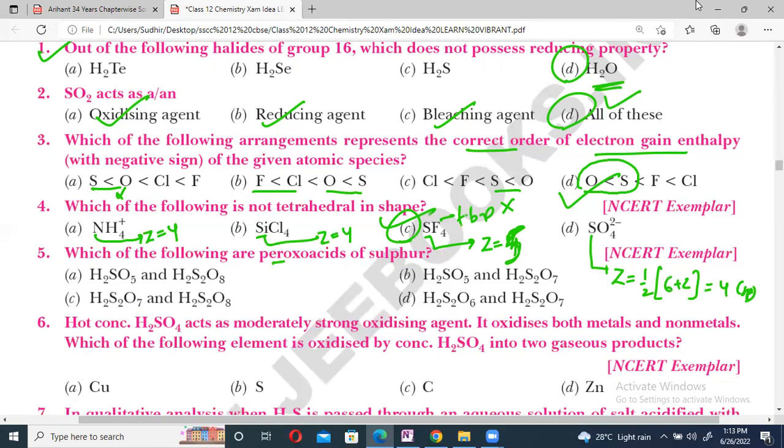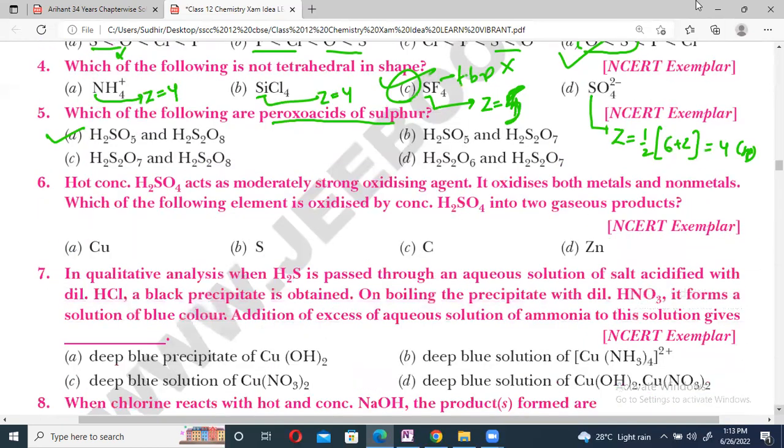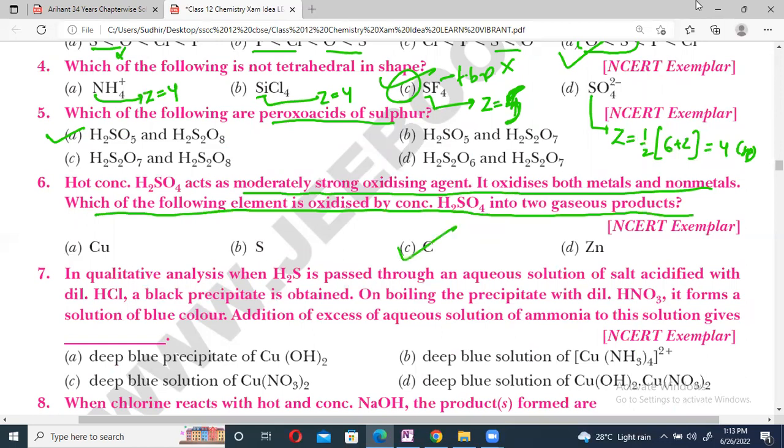Which of the following are the peroxo acid of sulfur? Repeated question, beta. H2SO5 and H2S2O8, Caro's acid and Marshall's acid. But a hot concentrated H2SO4 acts as a moderately strong oxidizing agent. It oxidizes metal and non-metal. Which of the following element is oxidized by conc. sulfuric acid to give two gaseous products? Just now we saw. Answer is C.